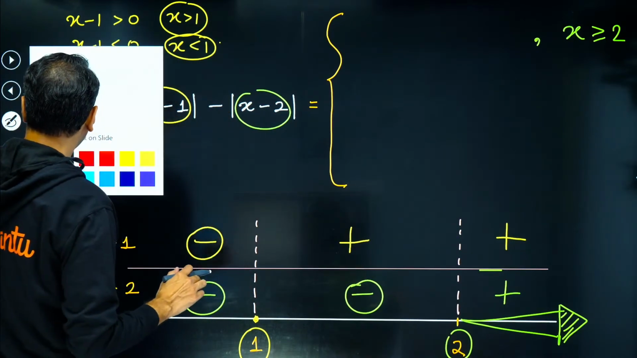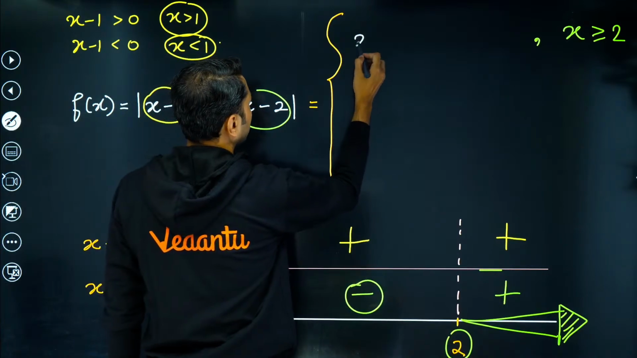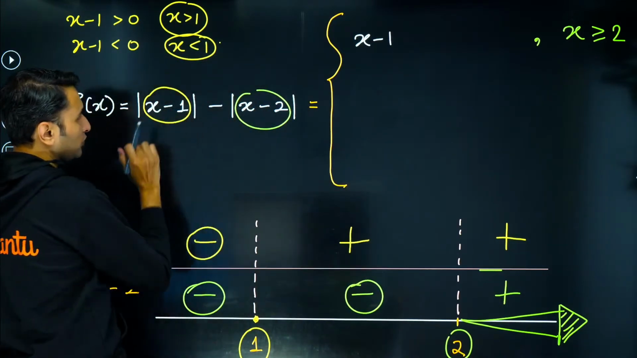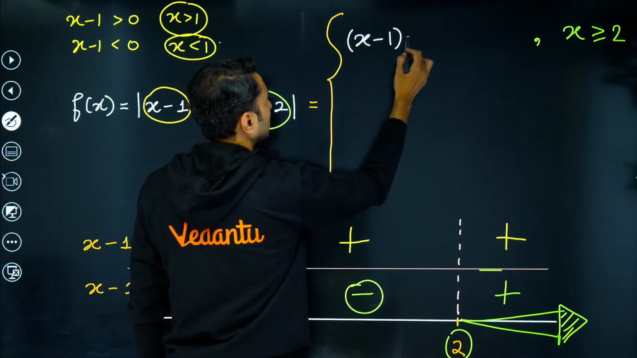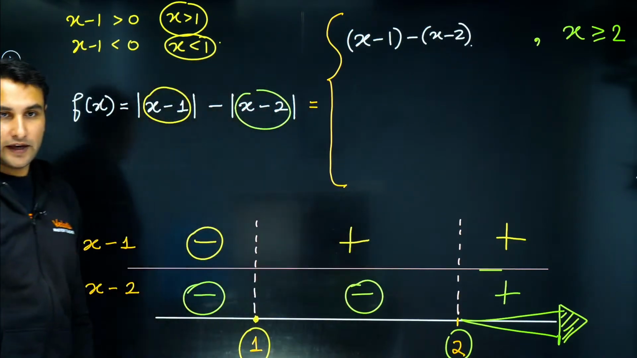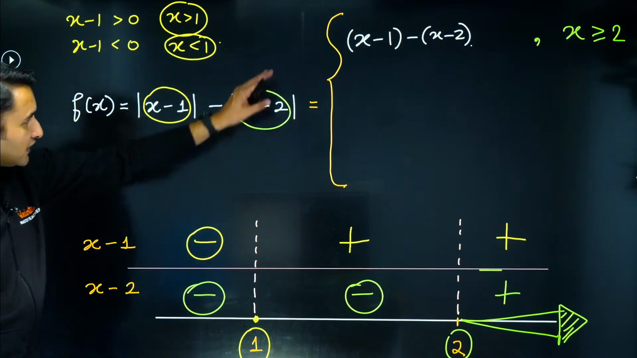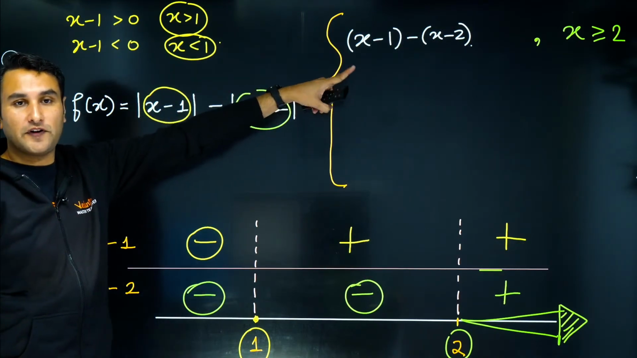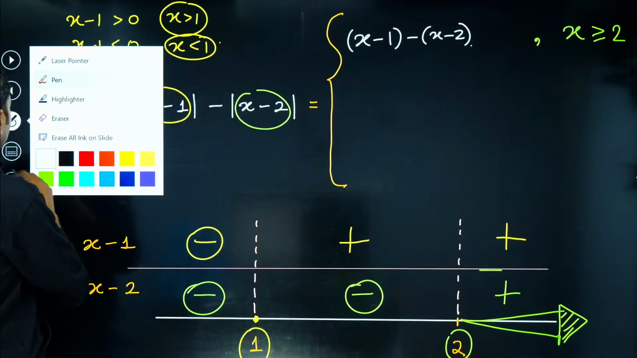So how do I write it? I write this as x minus 1, this modulus opened, minus x minus 2. Agree? Right? We can simplify it in your notebooks. Please simplify that. Now let's take the second case.